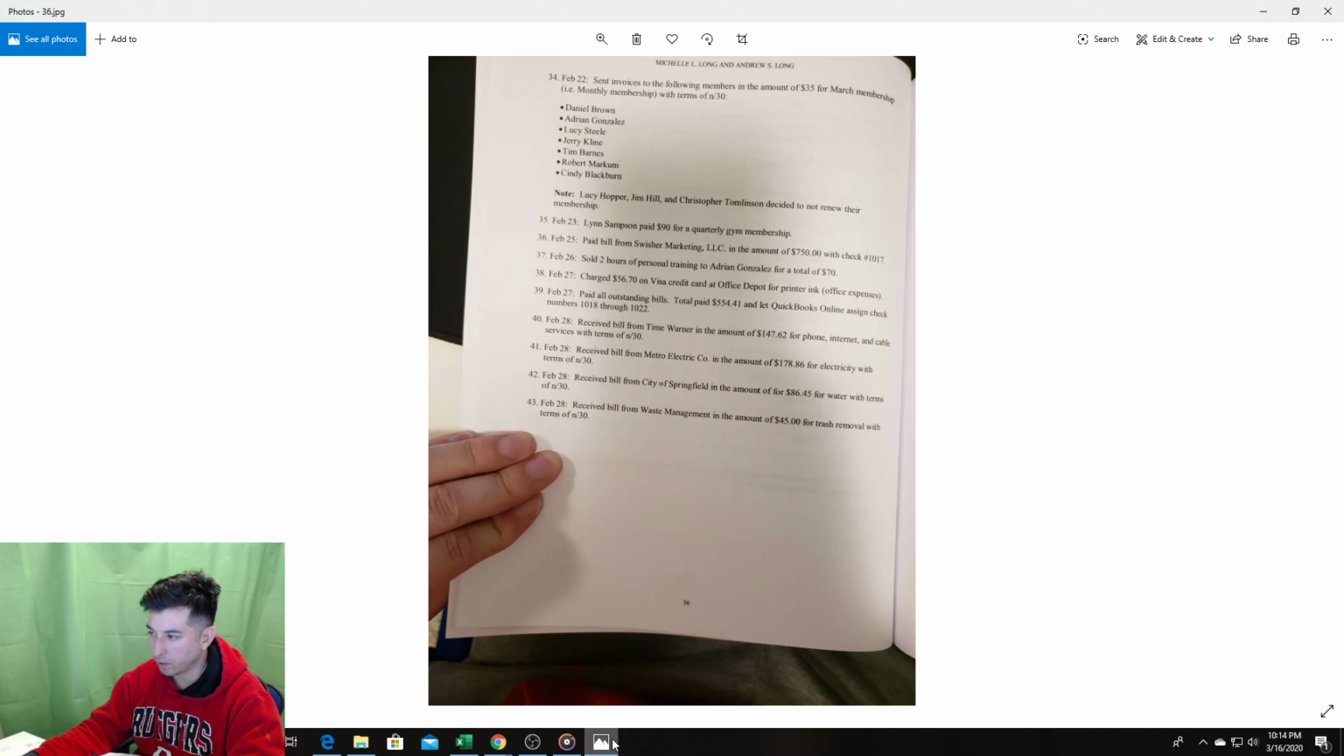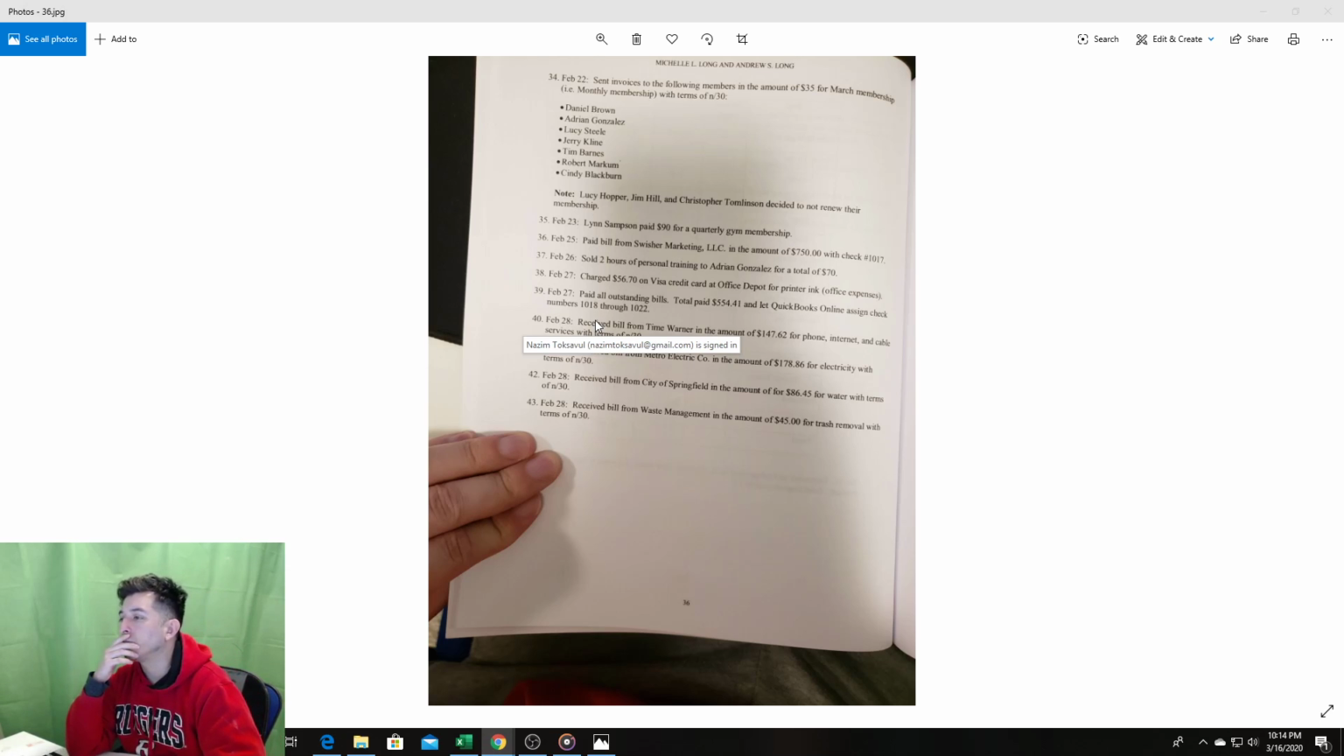Okay, so next one. So we did transaction 38. Next transaction is going to be transaction 39, February 27th. Paid all outstanding bills. Total paid $554.41. And let QuickBooks Online assign check numbers 1018 through 1022. Okay. So let's do that.